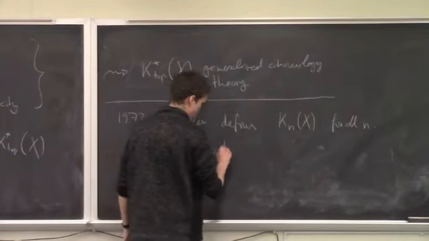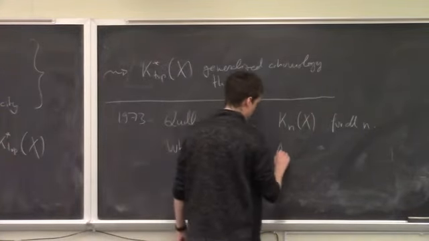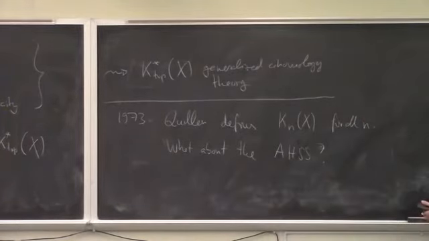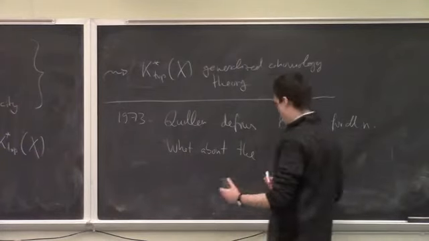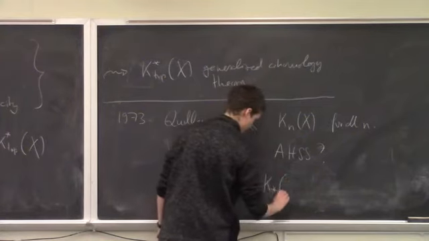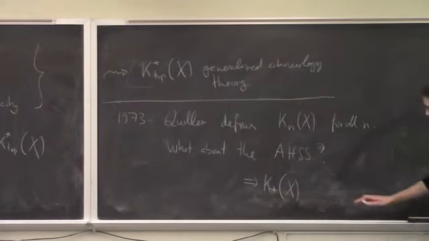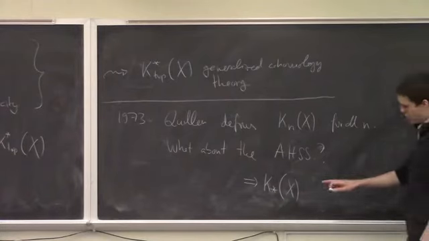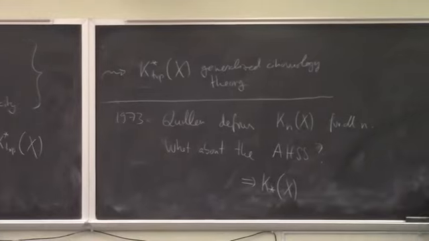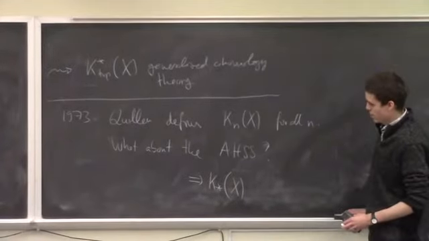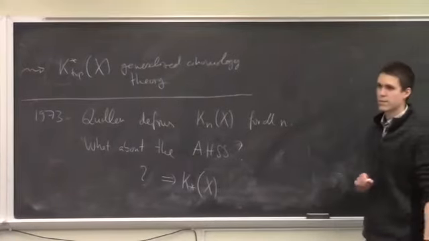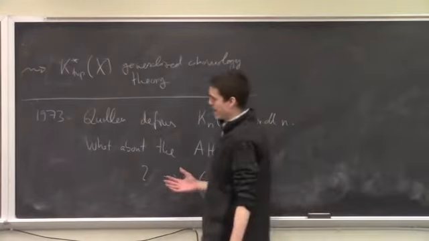What about the Atiyah-Hirzebruch spectral sequence? So what we wanted was to have a spectral sequence converging to these higher K-theory groups, which are extremely difficult to compute. But the problem is that we didn't know what fits here. So there was no analog.